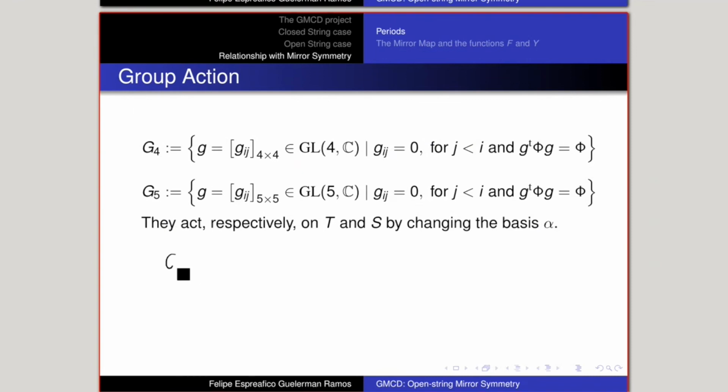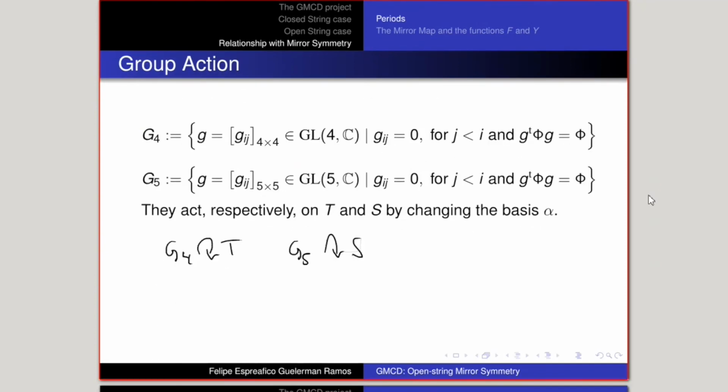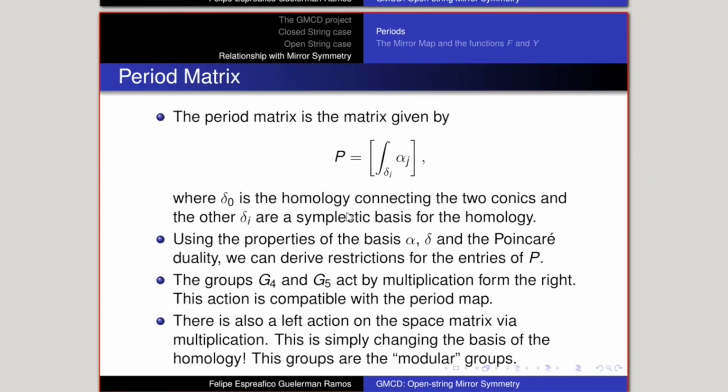And then you can act. So G4 acts on T and G5 acts on S, right? So you have these two actions, keep them in mind. And the next thing is that you can consider the period matrix. So you can fix a basis for the homology. So delta I is a symplectic integral basis for homology. Of course, it cannot be symplectic in the relative case, but you just take the first one to be the homology connecting the two conics, and the other four to be symplectic bases.